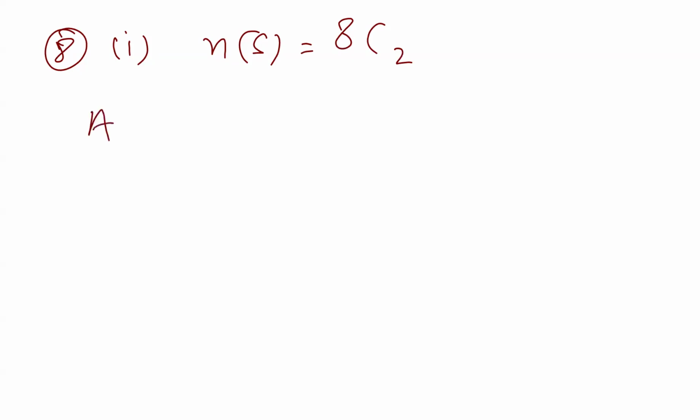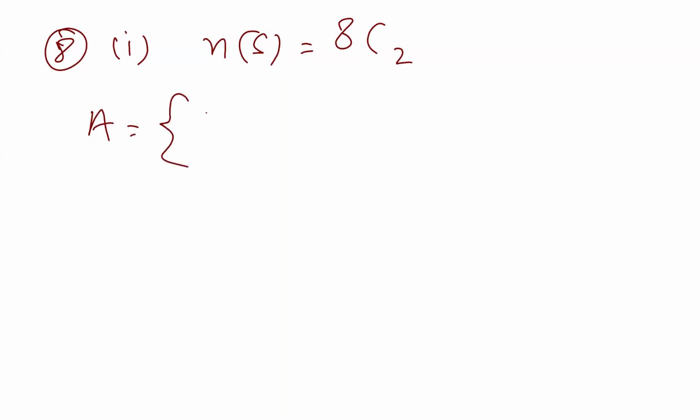Question number 8, sub question 1. Okay, so let us understand this particular question. 2 cards are drawn at random from 8 cards numbered from 1 to 8. Okay, so n of S is equal to 8C2 because there are 2 cards which are drawn out of 8 cards. Okay, fine. So what is the probability that the sum of the numbers is odd if the two cards are drawn together? So we'll just note down the cases.